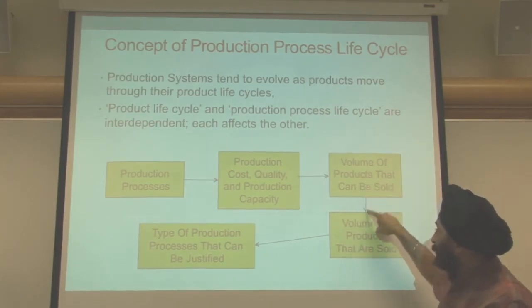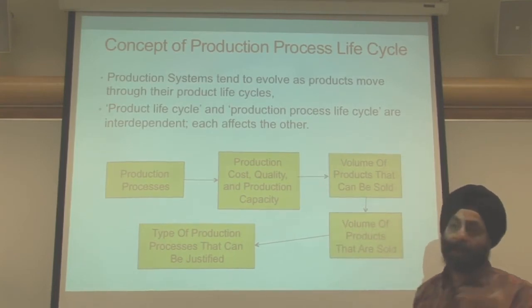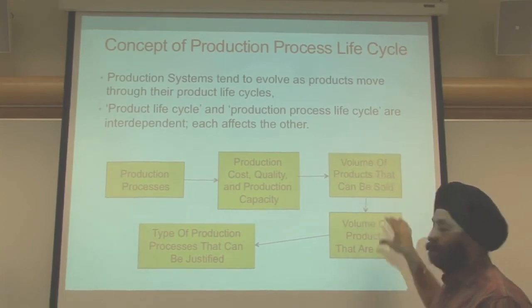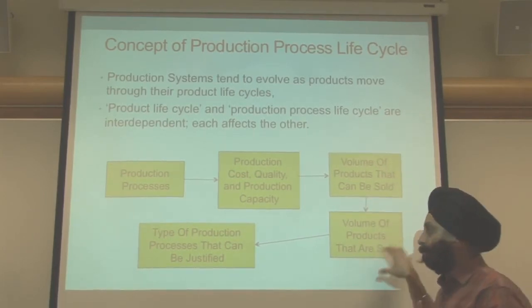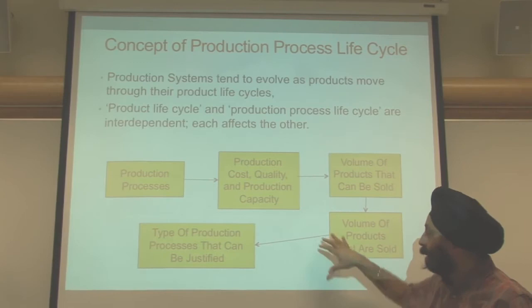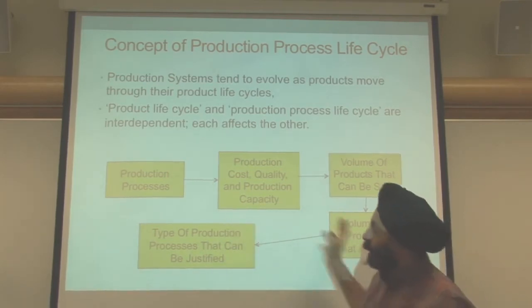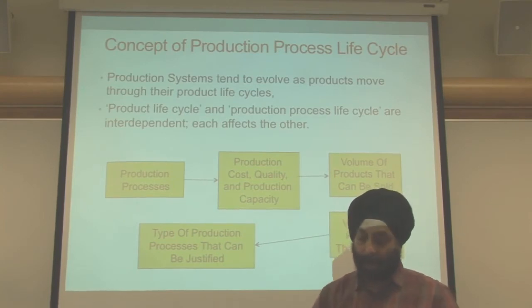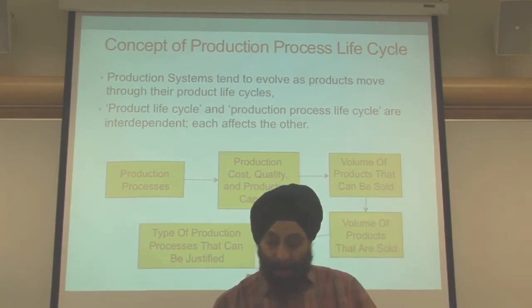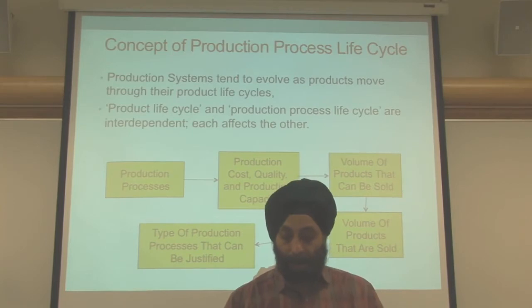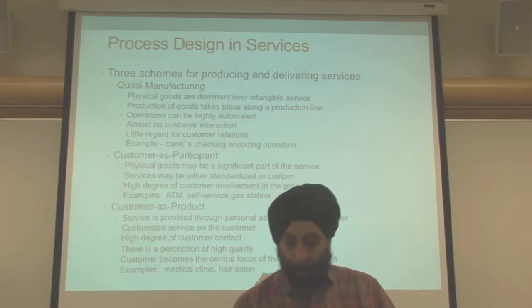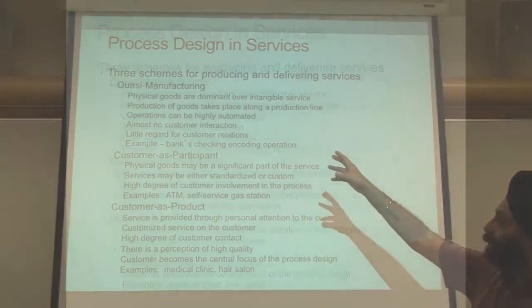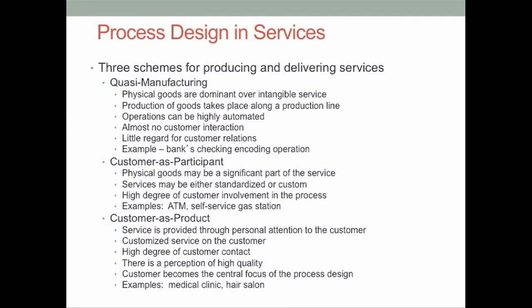And that will dictate the volume of the product that the company theoretically is capable of producing. Now, that will dictate the volume of product that is actually, what can be sold to what actually is sold after factoring in the various demand, etc. And from that, you synchronize the type of production process that can be justified. So that's where you're looking at matching product life cycle with process life cycle. In terms of process design in services, there are 3 different schemes for producing and delivering services.